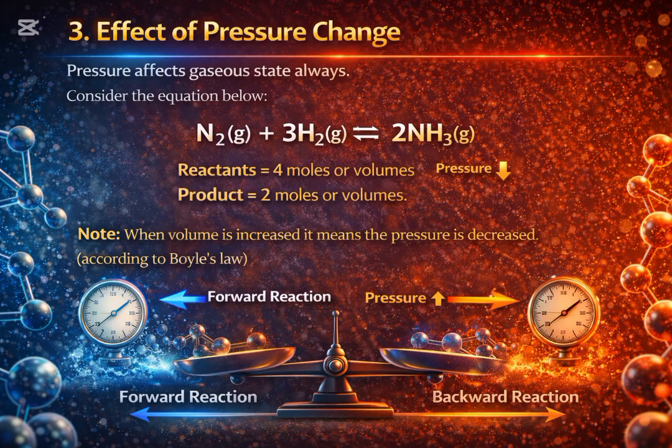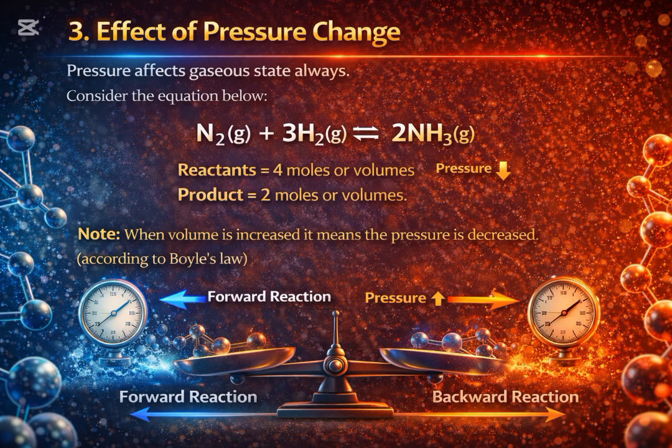Nitrogen gas plus hydrogen gas to produce 2 molecules of ammonia, NH3. From the reactant angle, when we add 1 molecule of nitrogen plus 3 molecules of hydrogen, it gives us 4 molecules. So the reactant side, we have 4 molecules or simply 4 volumes. Then from the product side, we have 2 molecules or simply 2 volumes. We could link that to Avogadro's law.